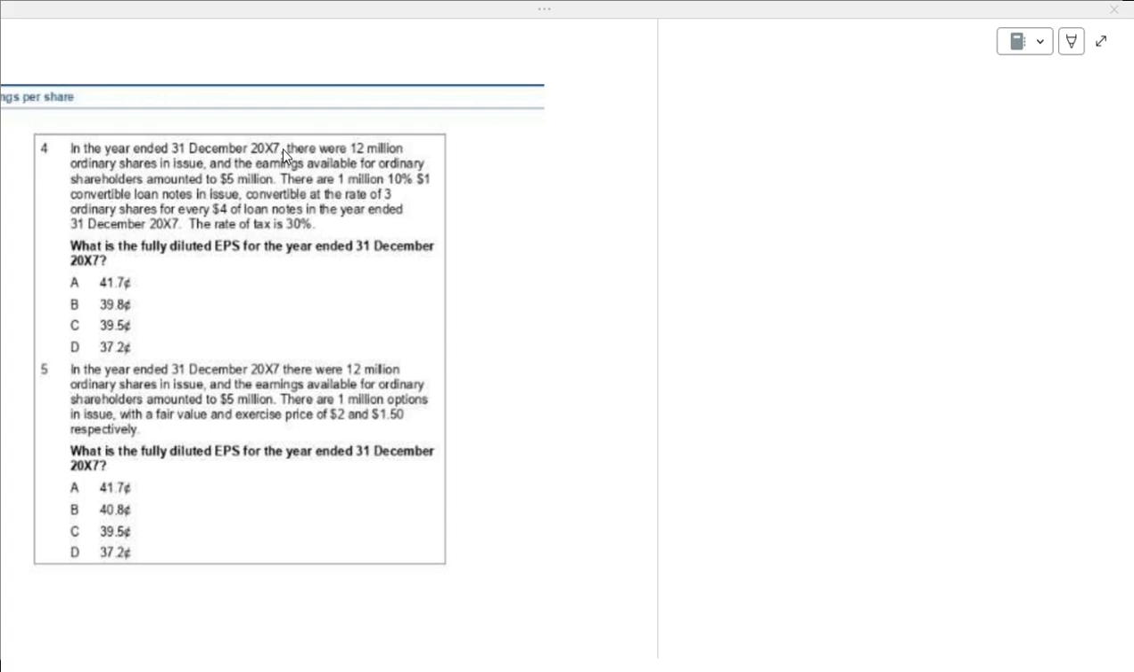They are talking about diluted earning per share.